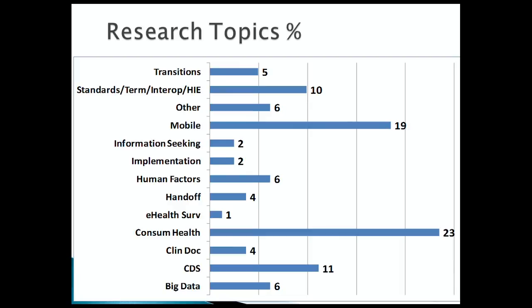So research topics, consumer health was number one. We certainly found a lot there, and also mobile health. And there can be some overlap there too, talking about mobile applications for consumers. And then clinical decision support, a good amount, and standards, terminology, and interoperability, which is exciting to see in the context of our discussions this morning. And 6 in big data. So great to see. I think that's more than we've had before, and hopefully even more next year.